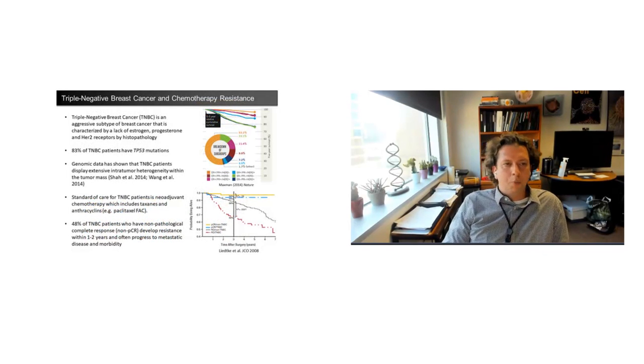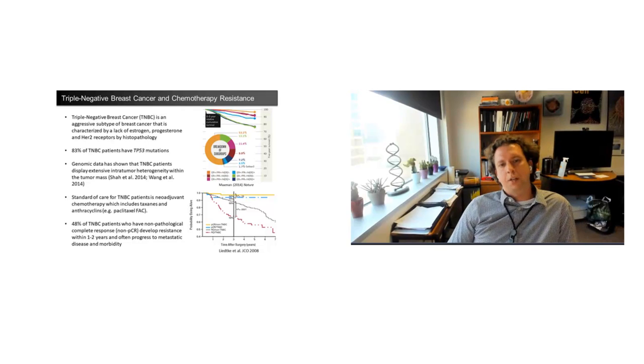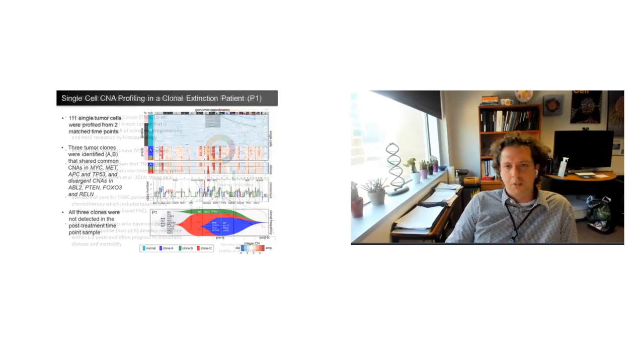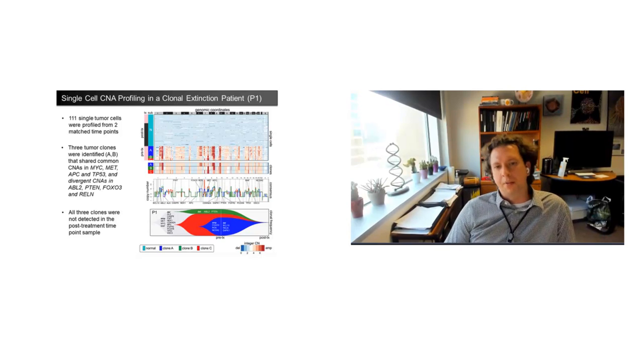This was focused on triple-negative breast cancer, where about 50% of patients do very well. They actually have good long-term outcome, but 50% develop resistance very quickly within 1 to 2 years, develop metastatic disease, and have very poor outcome. And the mechanisms of resistance are not well understood. With single-cell DNA sequencing methods here, we were able to profile cells from core biopsy samples and compare them before, midpoint, and after treatment.